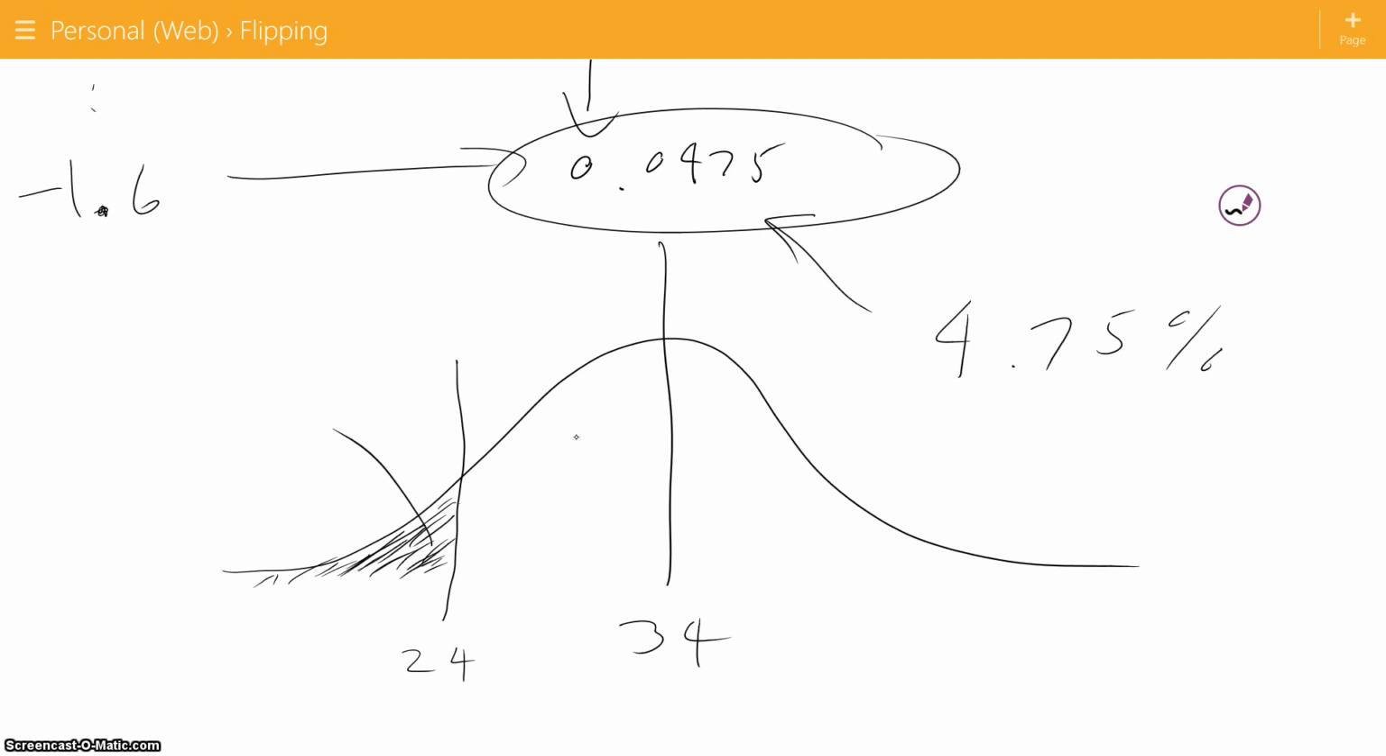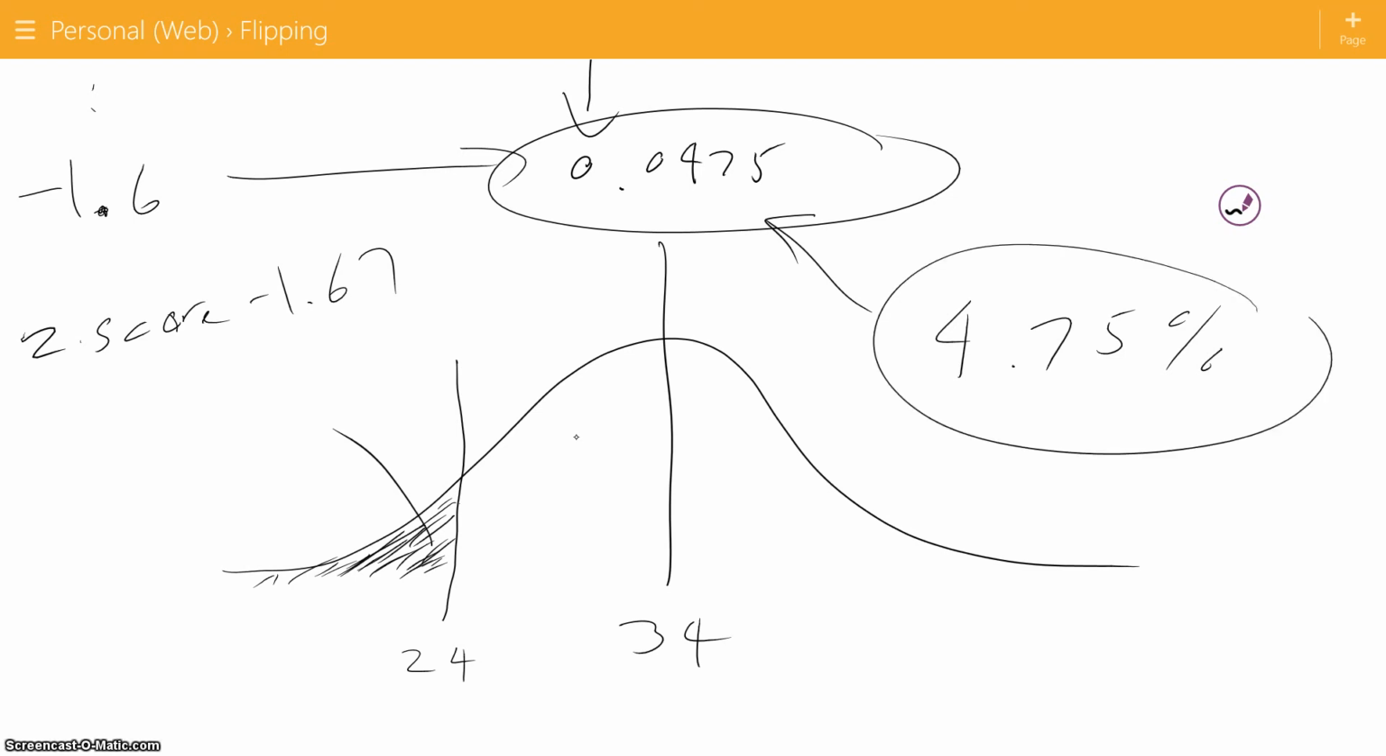In this case, again, my z-score was negative 1.67. And using that, I'm able to determine this value right here. Well, actually, both of these guys, right? Because they're fundamentally the same. All right, so that's using a z-score.